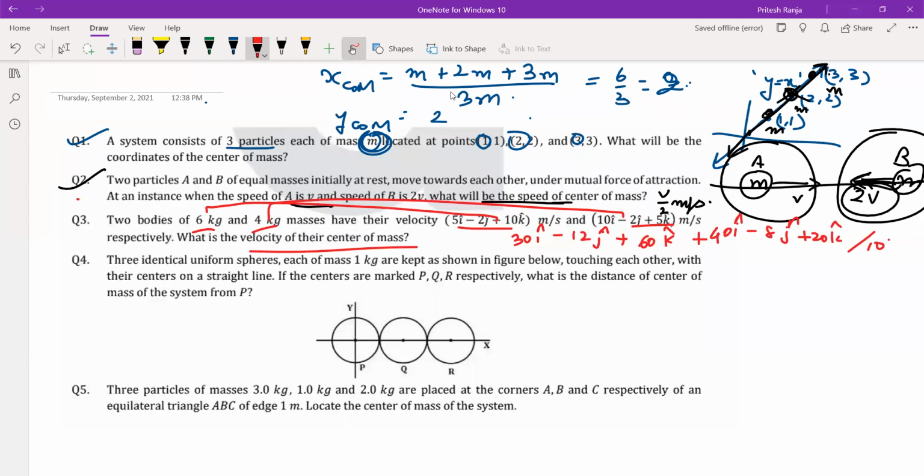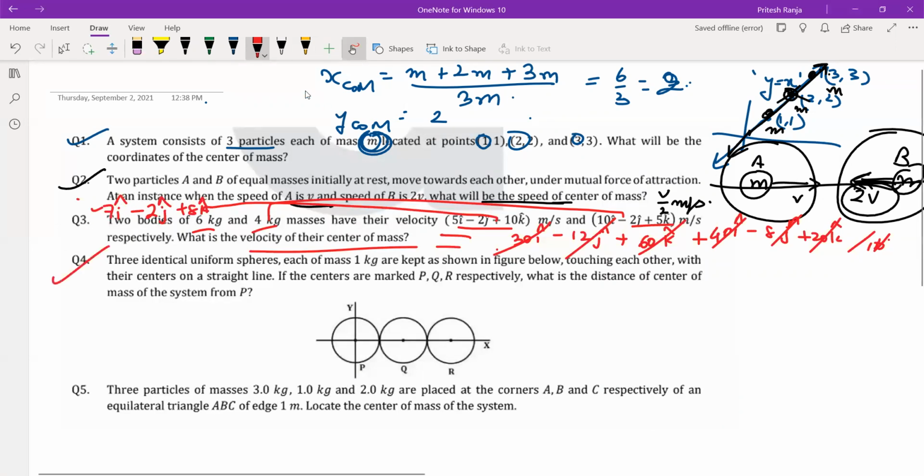We did this question in the last session in the quiz, right? तो उससे हमें velocity of center of mass मिल जाएगा. Just add them. 30 plus 40 70 by 10. तो ये क्या हो गया? 7I minus 12 minus 8 minus 20 by 10. That's minus 2 J cap. And then 60 plus 20, 80 divided by 10. That's 8 K cap. And here you get the velocity of center of mass.